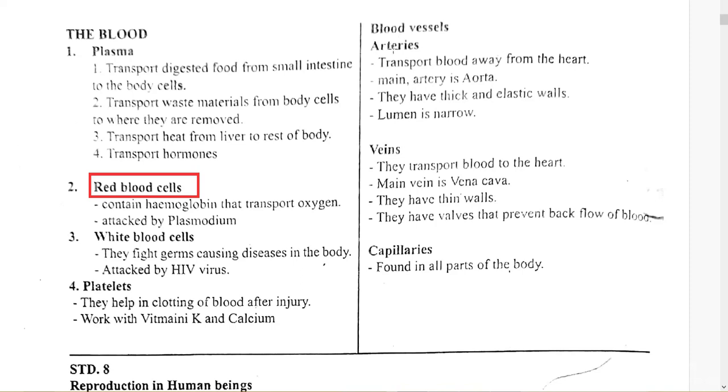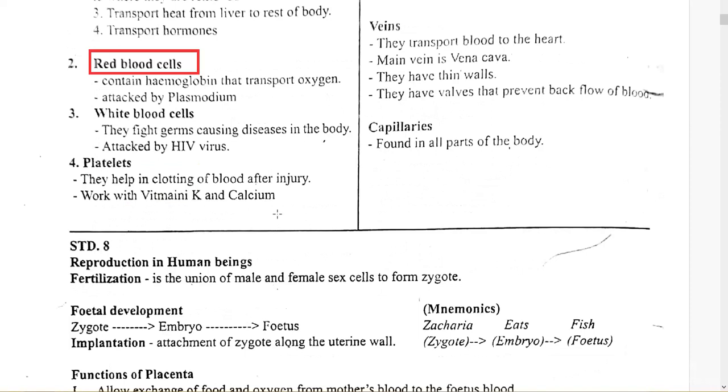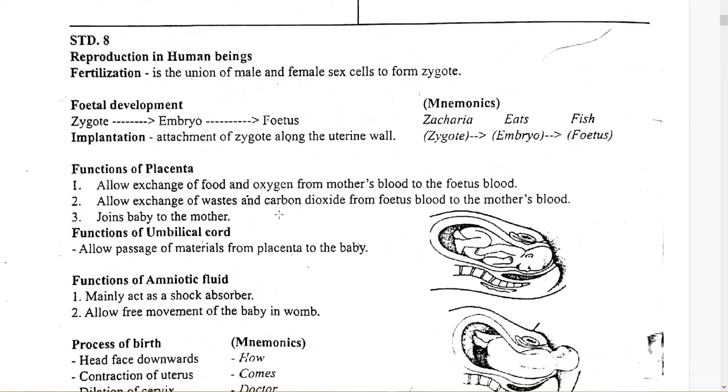Blood vessels, we have the arteries that transport blood away from the heart. The main artery is the aorta. They have thick and elastic walls. Lumen is narrow. Veins transport blood to the capillaries found in other parts of the body.